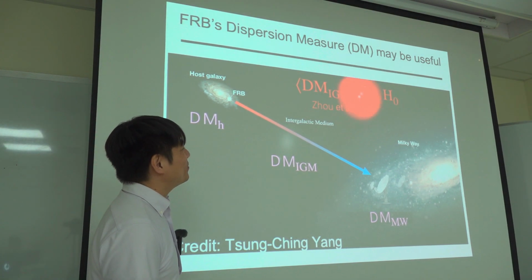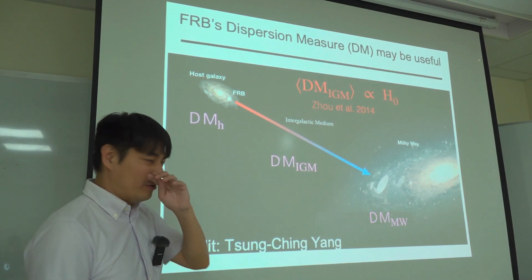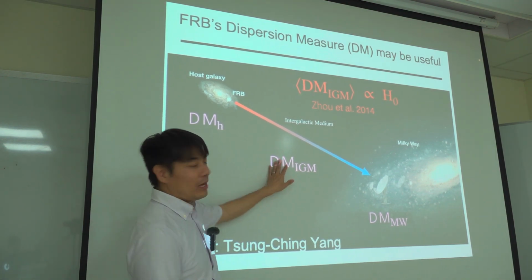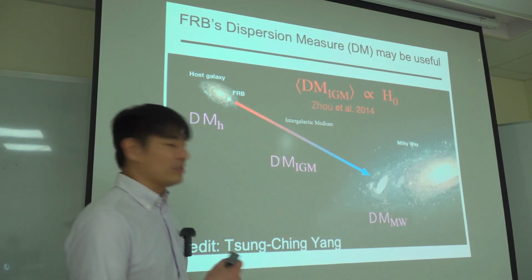So that's why people can constrain the Hubble constant using dispersion measure of fast radio bursts. This is how it works. Basically, DM can be a distance indicator. That's one way to explain.